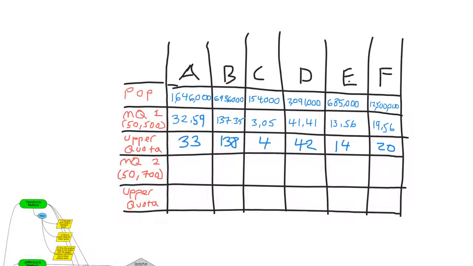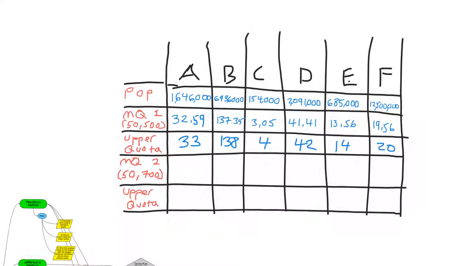Here are the new quotas. And then what you do is you round up. So now that these are a little bit smaller than they used to be when it was the standard quota, now we're going to round each one of these up to the upper quota, and you end up with 33, 138, 4, 42, 14, and 20.